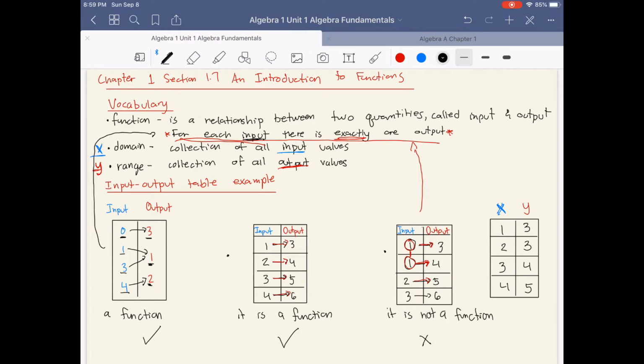Now, if we go 1 is to 3, 2 is to 3, 3 is to 4, 4 is to 5, is this a function? If you answered yes, you are correct. It is a function. Okay, because notice on the right side, we have two of the same outputs when you have 1 to 3 and 2 to 3, but it does not violate the definition of for each input there is exactly one output, because 1 is different from 2, not like this example right here where we have two of the same inputs, but there's different outcomes, different outputs.